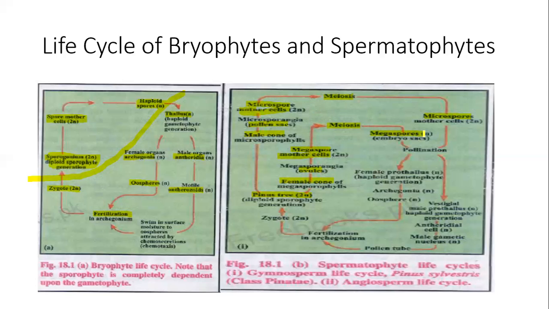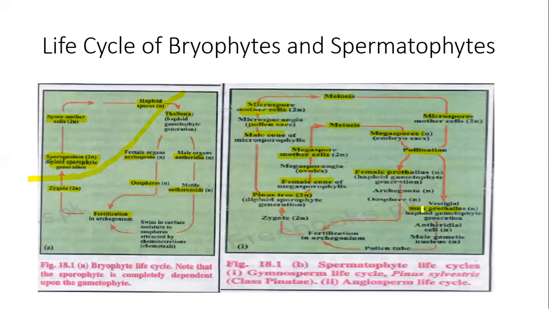Then the microspores, that are male spores, will move towards the megaspore by a process called pollination. After pollination, two types of prothallus will be produced. One will be female prothallus and the other will be male prothallus.